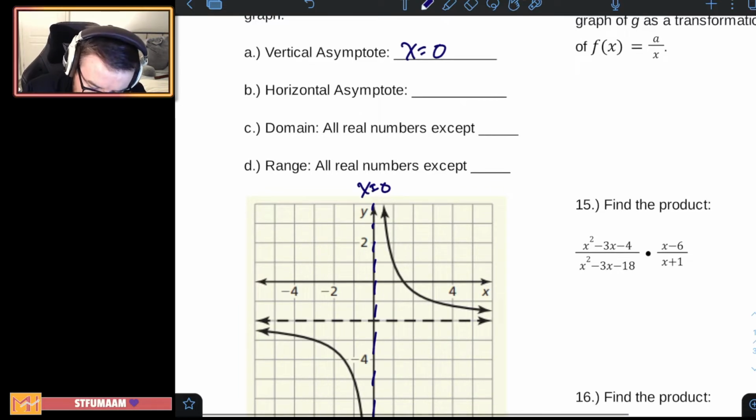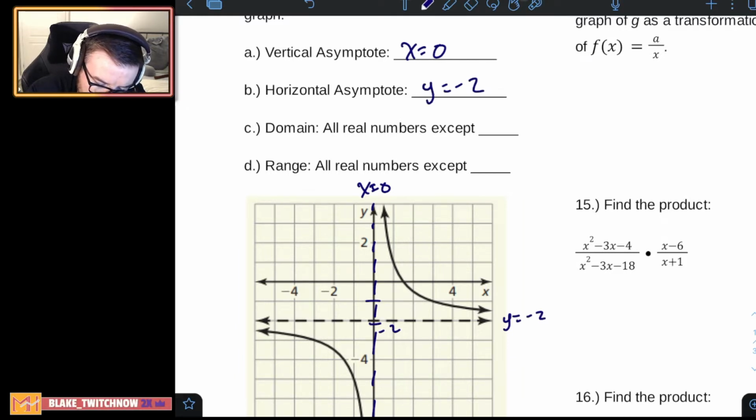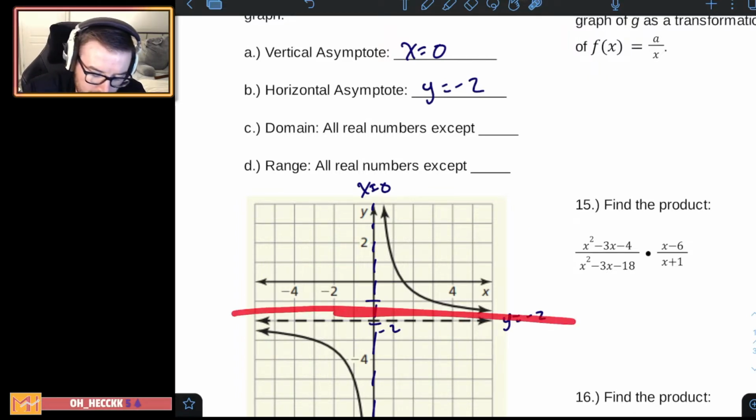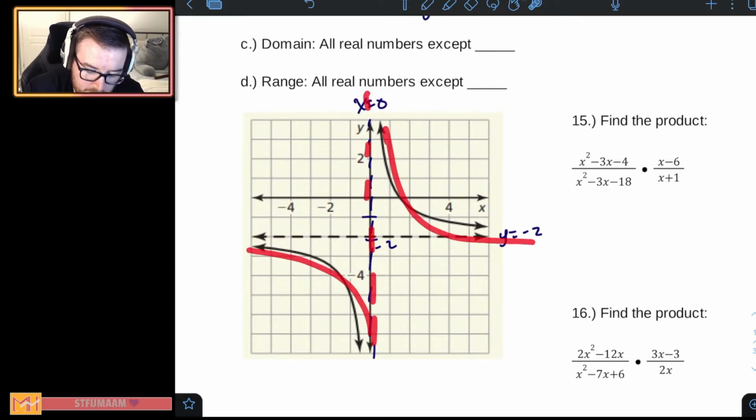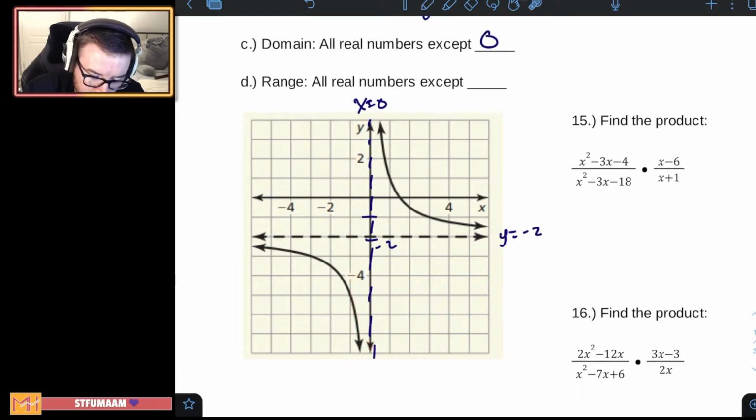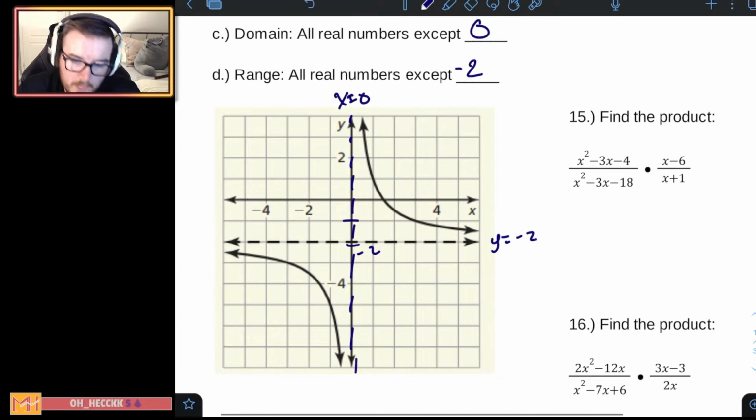The horizontal asymptote is right here at -2, so this is y equals -2. And the domain and range, once again, are directly affected by those asymptotes. From left to right, my function exists everywhere except this one little spot at 0. Vertically speaking, my graph goes all the way up and all the way down, but it doesn't exist at this one little spot, and that's at -2.